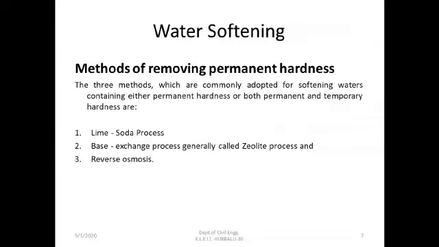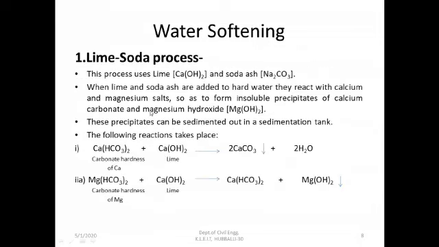So in this video, you'll be learning about the methods of removing permanent hardness, which include the lime soda process, base exchange process, which is generally called the zeolite process, and reverse osmosis. These can be used for treating both temporary as well as permanent hardness. So let me start with the first process, that is the lime soda process.